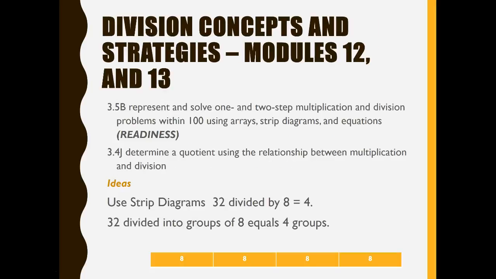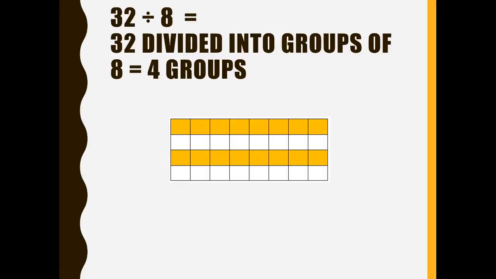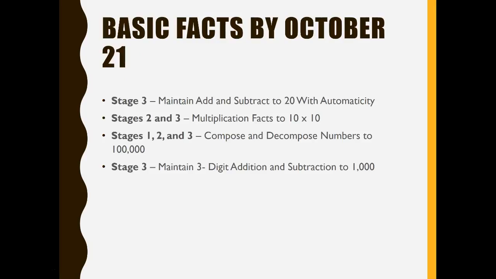Now, one way to do this is using strip diagrams. Please make sure the kids know how to use strip diagrams because that is definitely a method that is mentioned in our text. So if we have 32 divided by 8, we are dividing 32 in groups of 8, and there are 4 groups or 4 rows.